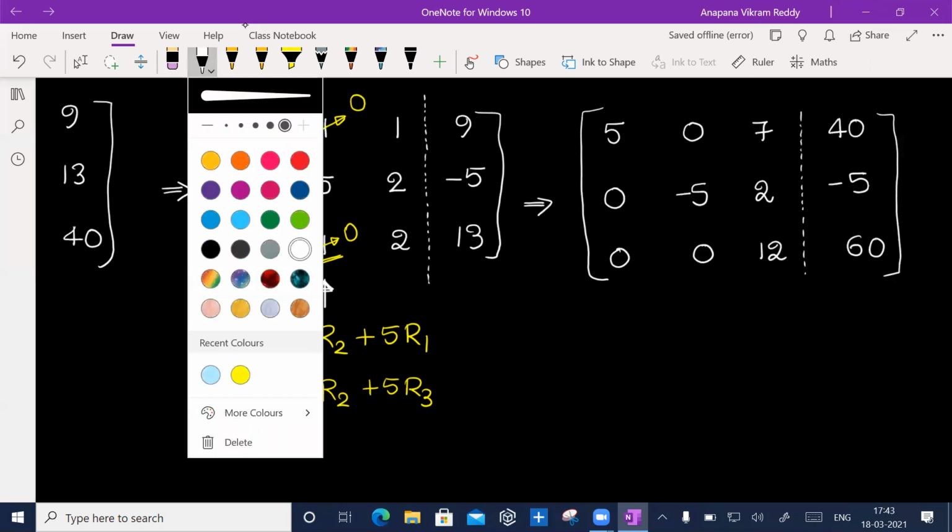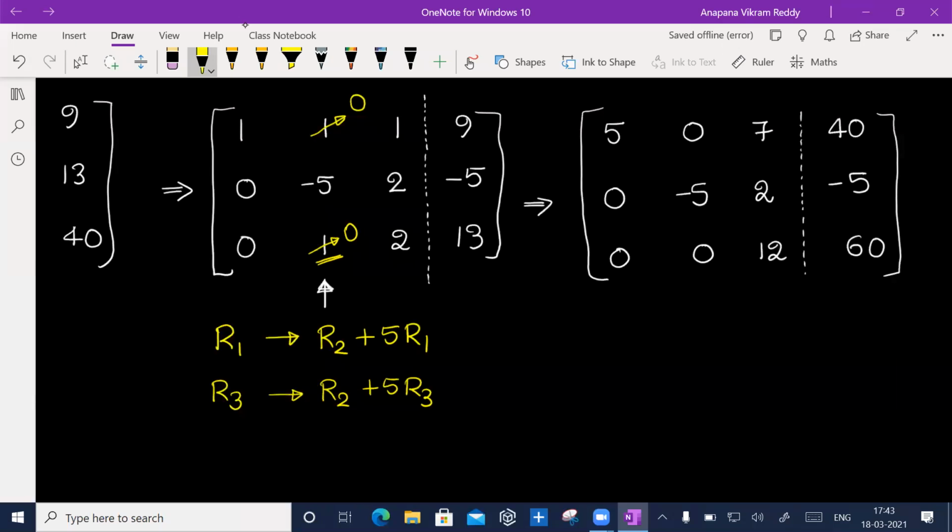Now you tell me what to do. As the last step, on top of 12, I have 7 and 2 in the third column of this augmented matrix. I need to make these two entries 0. So how do I do that?